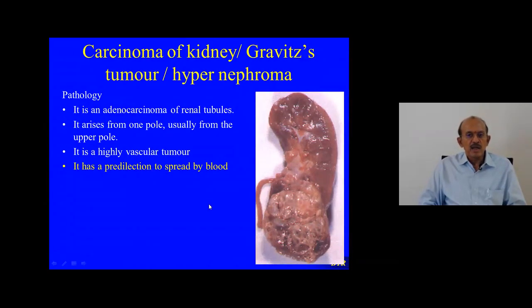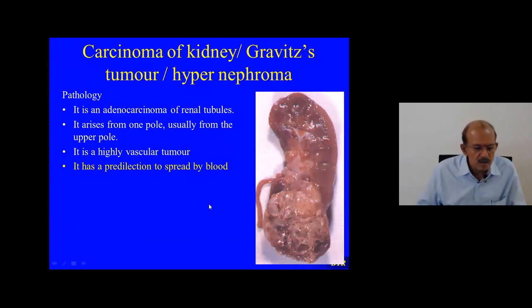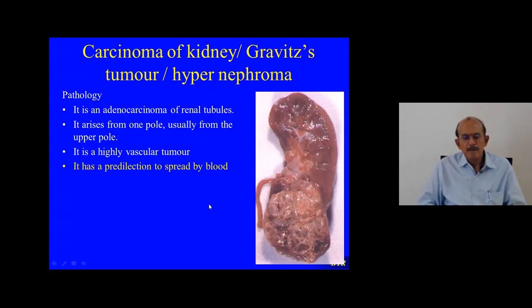Can you tell me any other carcinoma which spreads by bloodstream? Hepatocellular carcinoma spreads both by blood as well as by lymph. But some carcinomas spread exclusively by bloodstream.